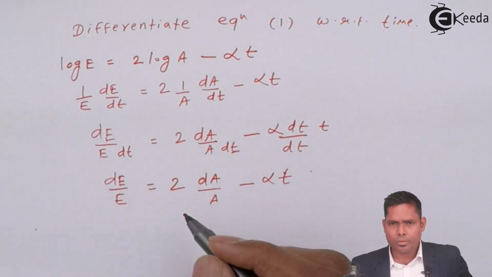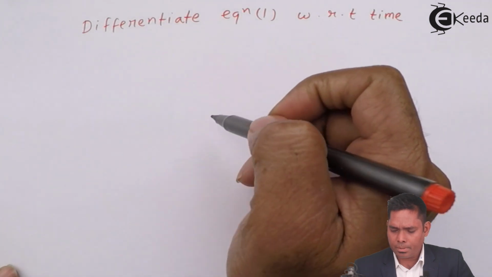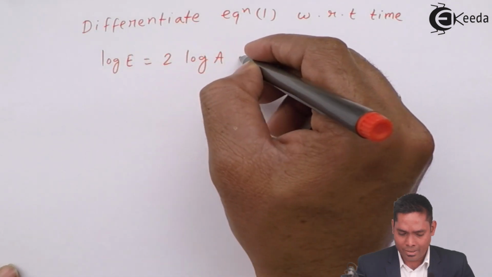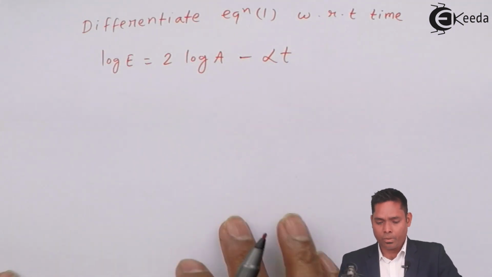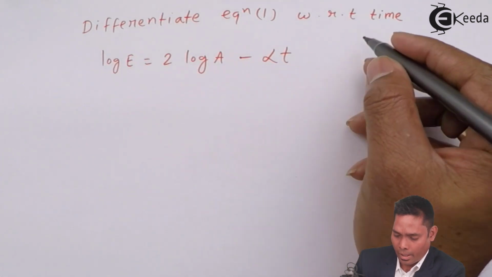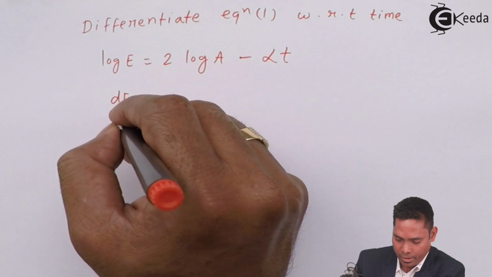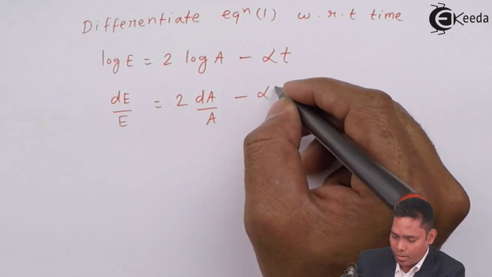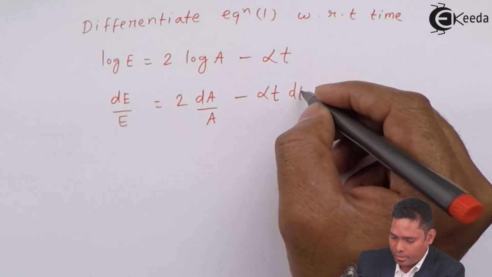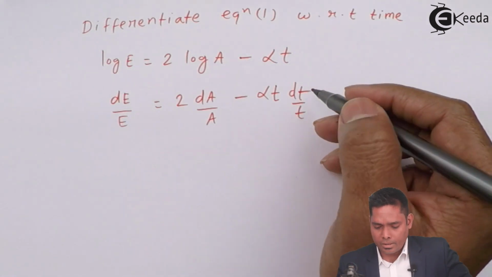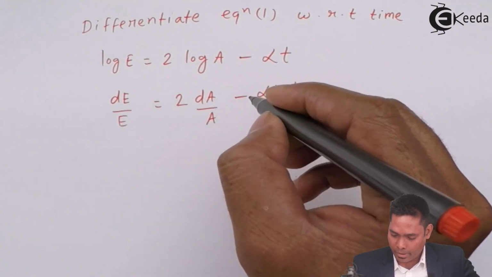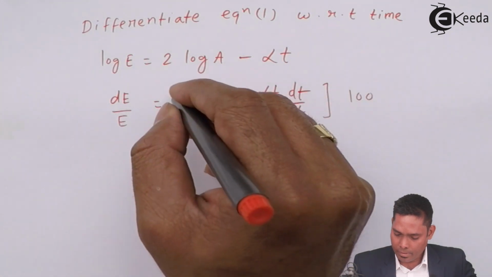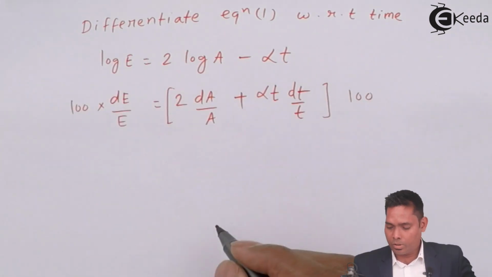So we differentiate equation 1 with respect to time. That is, we have the equation log E equals 2 log A minus alpha t. Now differentiate this with respect to time. We'll get dE by E equals 2 dA by A minus alpha t dt by t, in terms of percentage. For error this will be plus, and multiplied by 100. This is the percentage error.